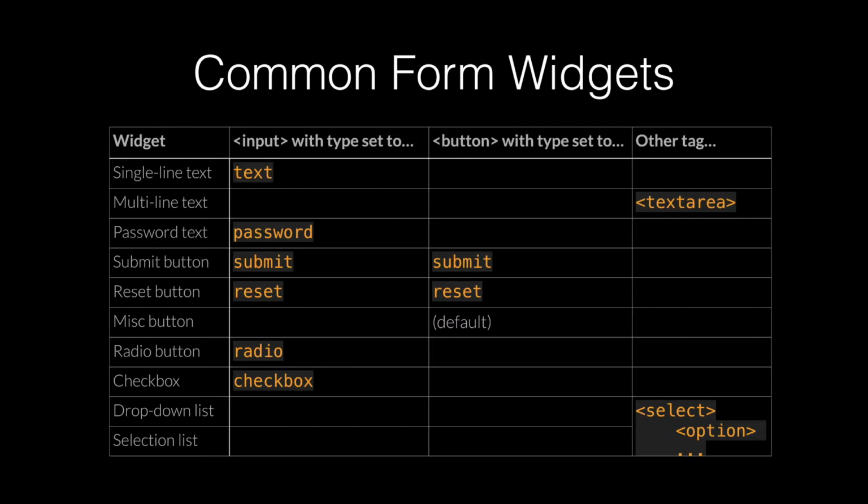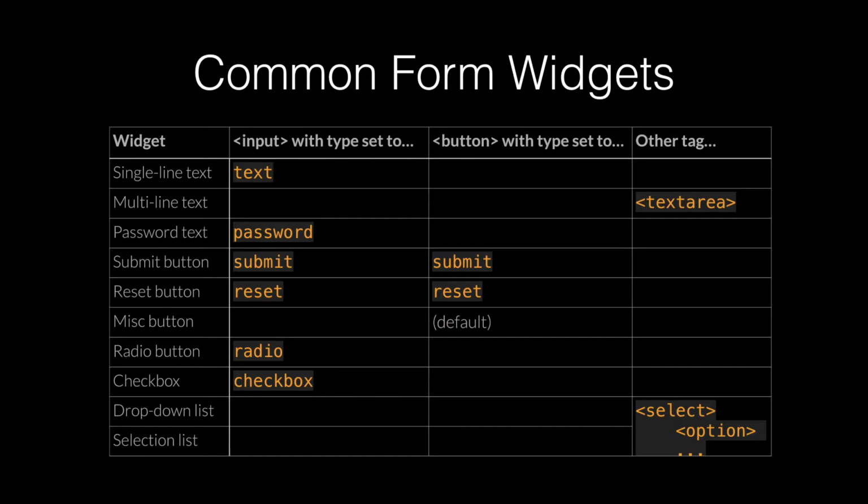The text area, the select drop-down list, and the selection list options. Those all need specific tags, but all the rest, of course the miscellaneous button is the one kind of strange exception, can be created with input with a type set to text for single line text, password for password text, submit for submit buttons, reset for reset buttons, radio and checkbox, etc.